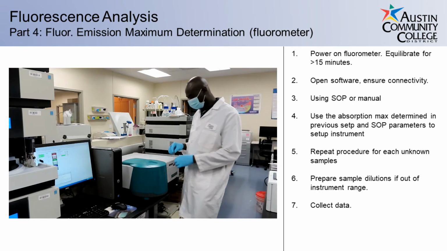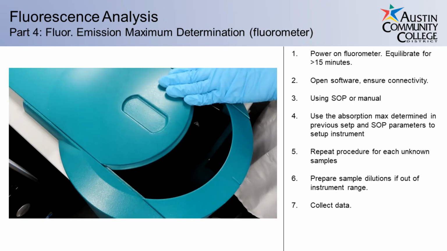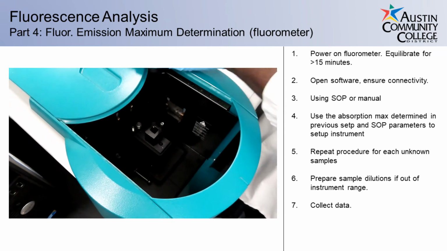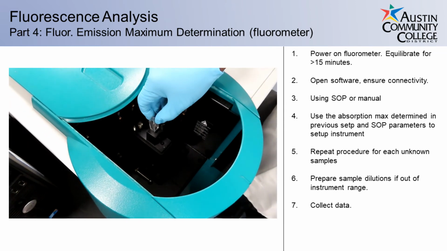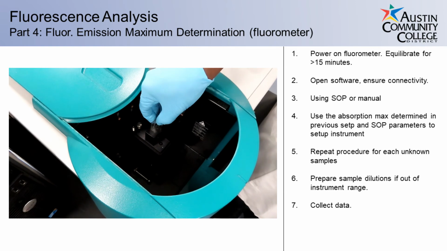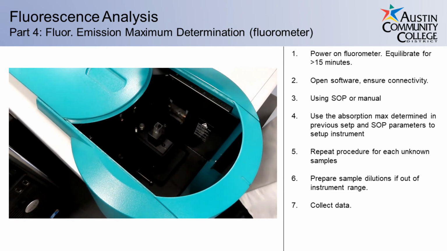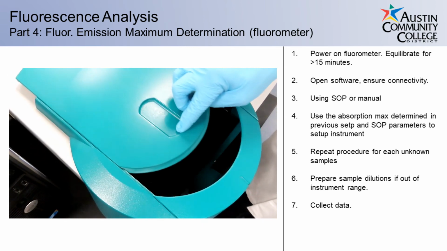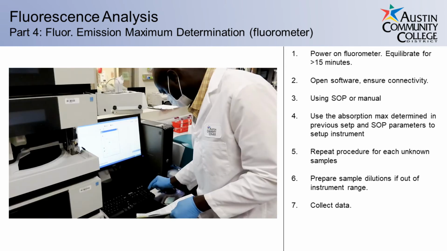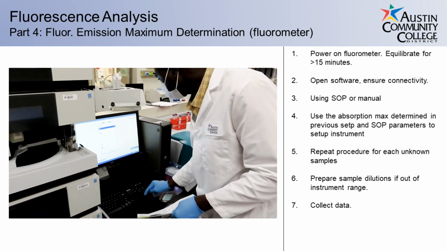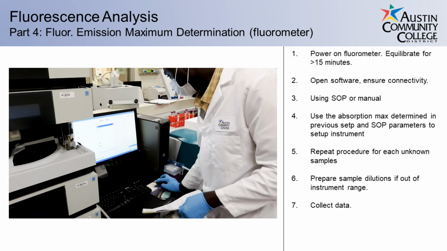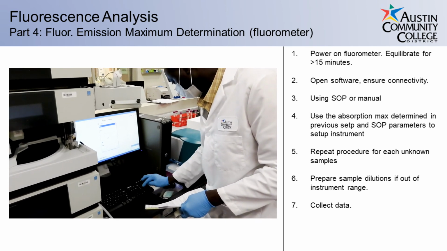In part 4, you will use the fluorometer to obtain emission spectra for your known standards and unknown samples. Power on the fluorometer and allow to equilibrate for 15 minutes. During this time, you may open the software, ensure connectivity, and set up the parameters. Your SOP or manual will provide detailed instruction on how to navigate the system software.